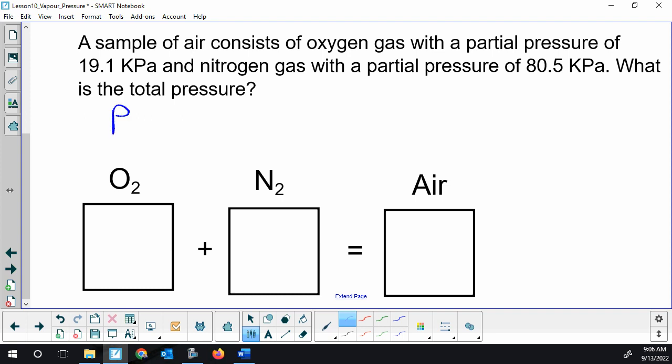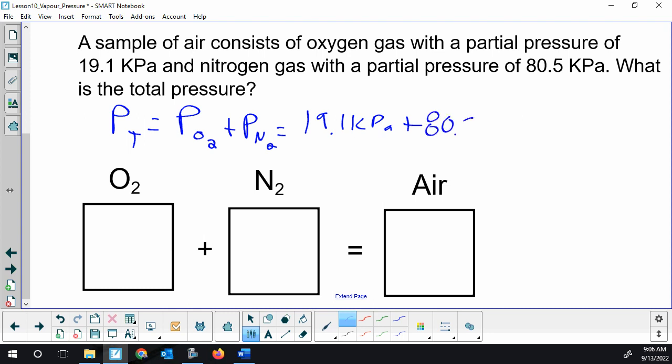So our total pressure is going to be the pressure of oxygen plus the pressure of nitrogen, and we're just going to add them up. So oxygen was 19.1 kilopascals, nitrogen 80.5 kilopascals. My 2 pressures are the same units, so I don't have to do any conversion. So we're just going to add these up.